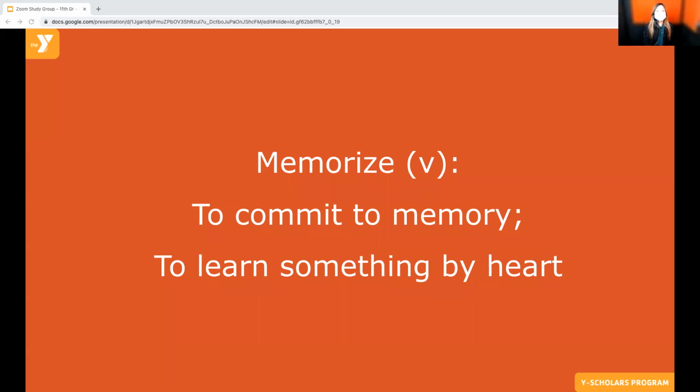The first question we should address is what does it mean to memorize? To memorize is to commit to memory, to learn something by heart. When we have something memorized, there's no question or doubt behind this information. It's something that we're able to communicate clearly because it's installed in our memory, in our brain. So this is what it means to memorize something. And this could be achieved in multiple ways.